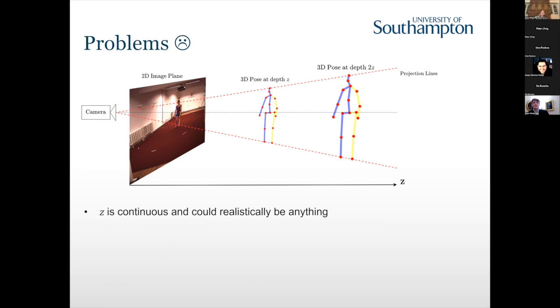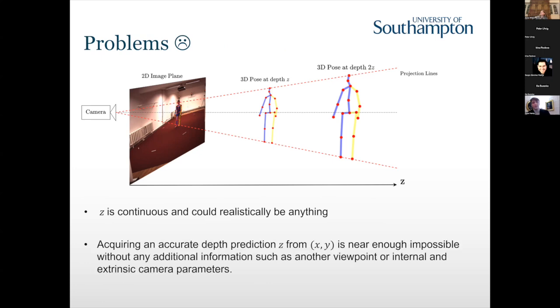It can be anything from not 0, because technically you cannot be at the same location as the camera, but it can be anything from like 0.1 to infinity. And so acquiring an accurate depth prediction Z from X and Y is actually near enough... I don't want to call it impossible. I think there is some mathematics which have proven it impossible, but a lot of my friends are working on depth estimation, and deep learning's moving at such a rapid pace that I don't really want to call anything impossible nowadays. But without additional information, such as another viewpoint or intrinsic or extrinsic camera parameters, it's very difficult to actually get ground truth depth.